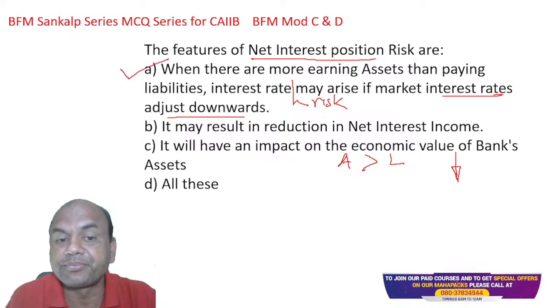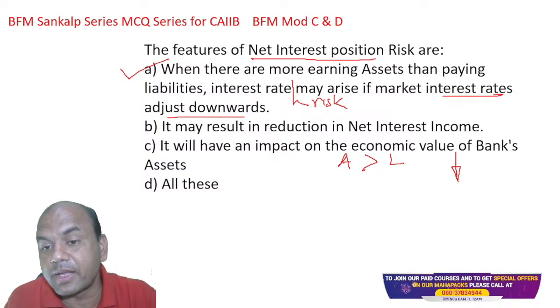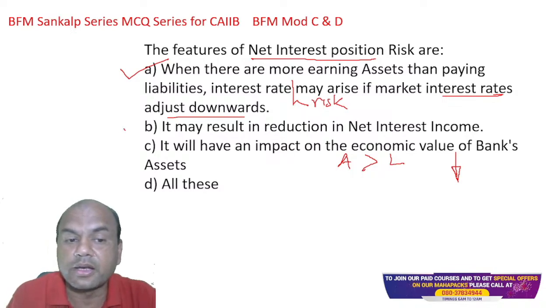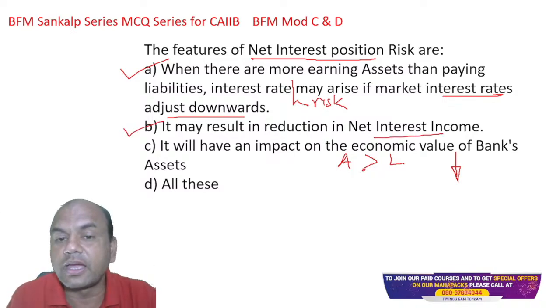What about B? It may result in reduction of net interest income. That is also true. It may result in reduction of NII. Right? What is the difference between NII and NIM?